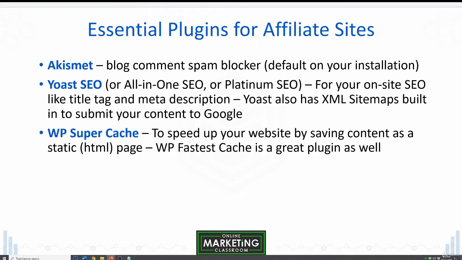Okay, and finally we have WP Super Cache. This speeds up your website by saving content as a static HTML page. So when a visitor first comes, the page is created, and when second and subsequent visitors come, the page is already created, so it loads up faster. WP Fastest Cache is also a competing plugin, and it's great as well.